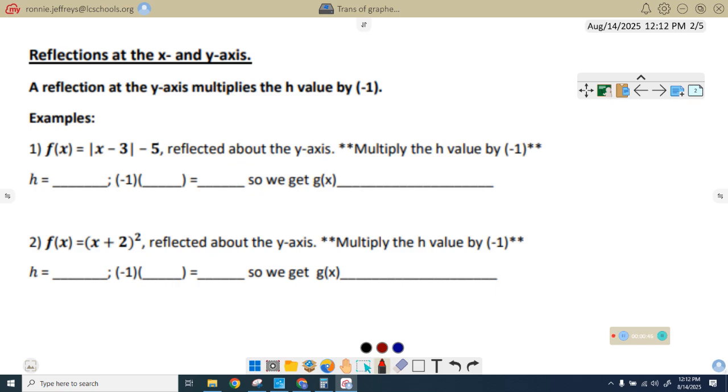But I try to break things down. Break it down to its simplest form. Alright, so a reflection about the y-axis multiplies the h value by -1.